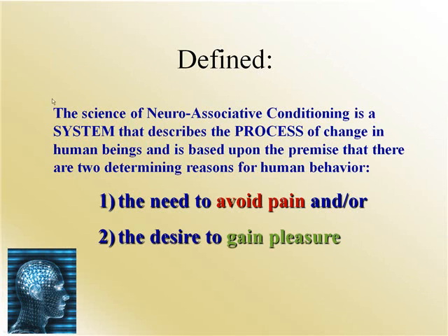Defined: the science of neural associative conditioning is a system that describes the process of change in human beings and is based upon the premise that there are two determining reasons for human behavior. Number one is the need to avoid pain, and number two, the desire to gain pleasure.